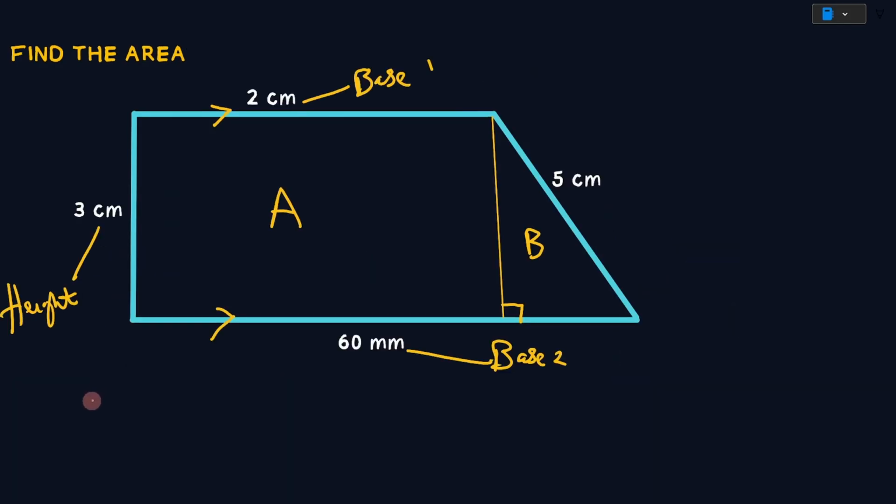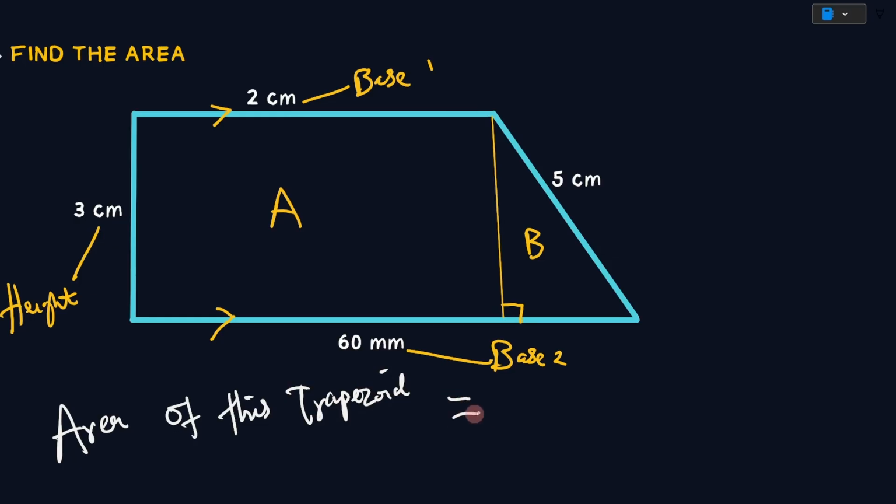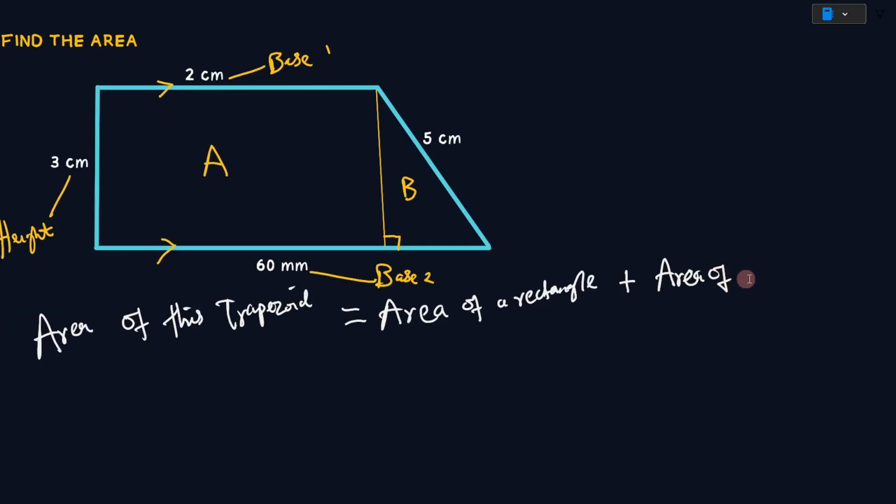So for us to get the area of a trapezoid, this very area, even if you don't know the area of a trapezoid, but you know the area of these two shapes, that is the area of a rectangle and the area of a triangle, you can boldly say that the area of this trapezoid and every other trapezoid is equal to area of rectangle plus area of a triangle.